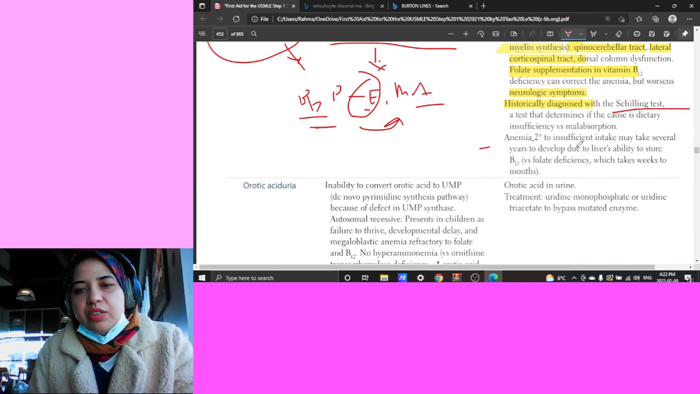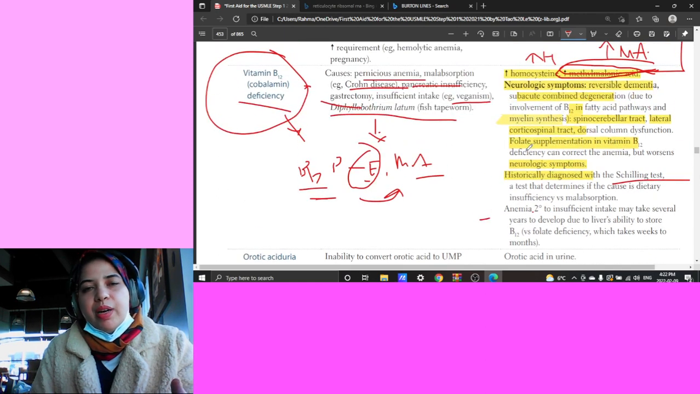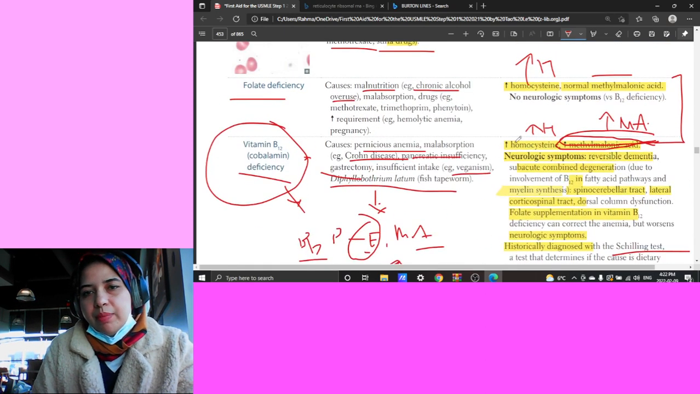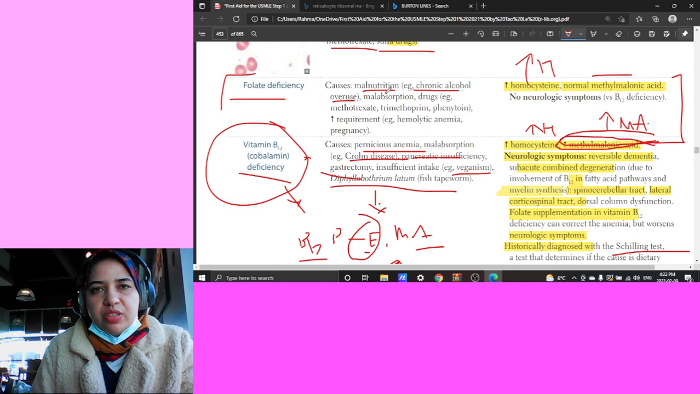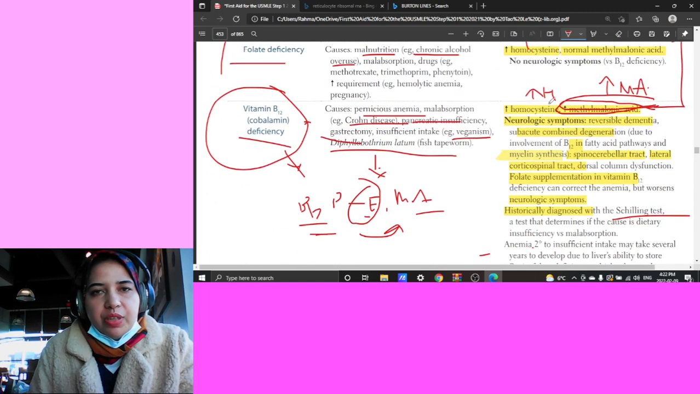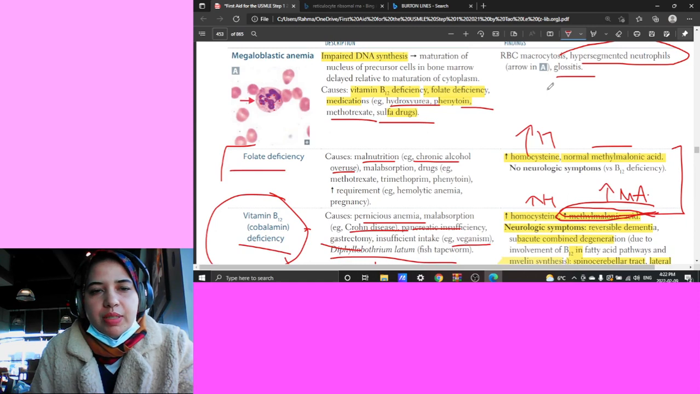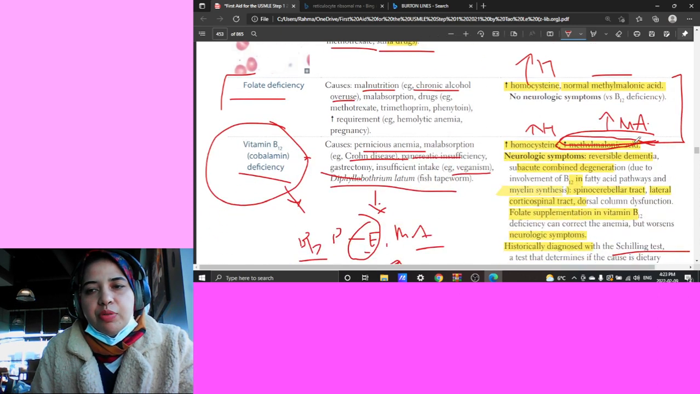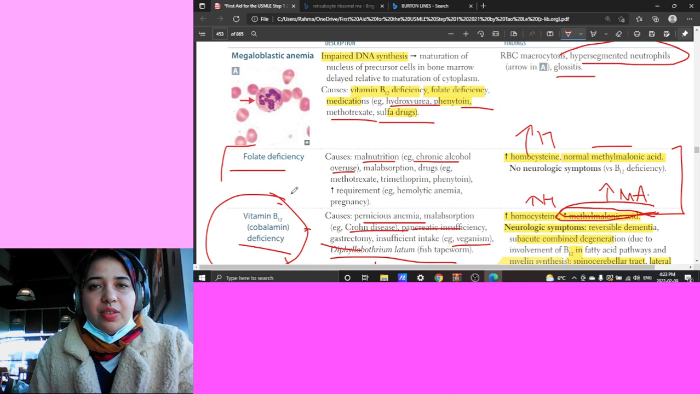Anemia secondary to decreased intake can take several years. The body actually stores vitamin B12 for a very long time, as compared with folate deficiency, which I believe is several weeks. And that is what makes the differentiation between the two of them. So like we said, neurological manifestations, increased homocysteine, and increased methylmalonic acid is what we're going to need to determine if it's vitamin B12. Now here is the real trick.